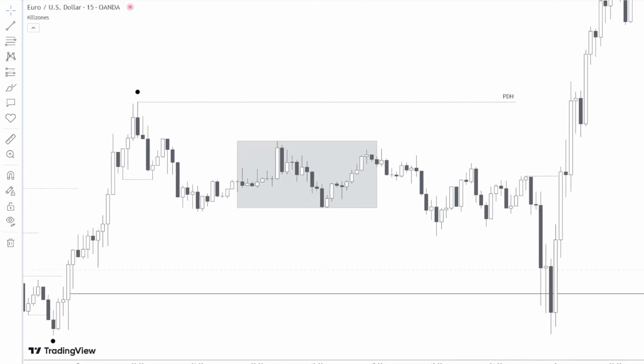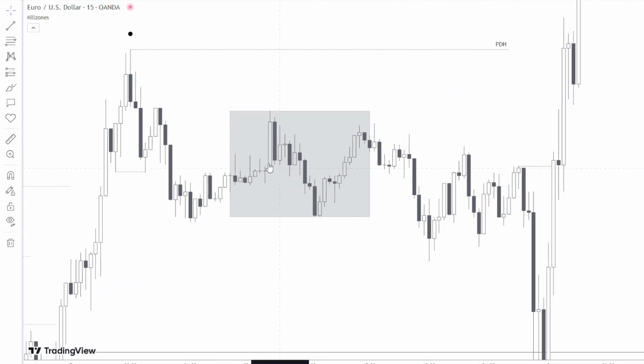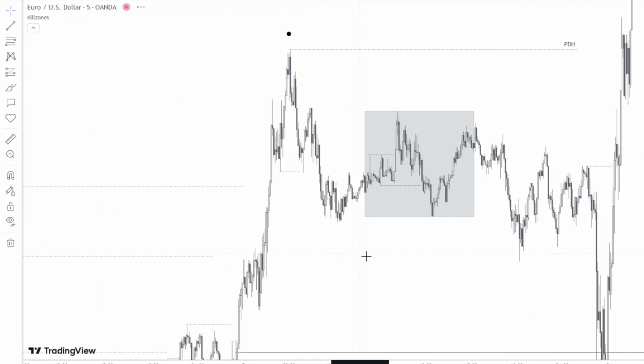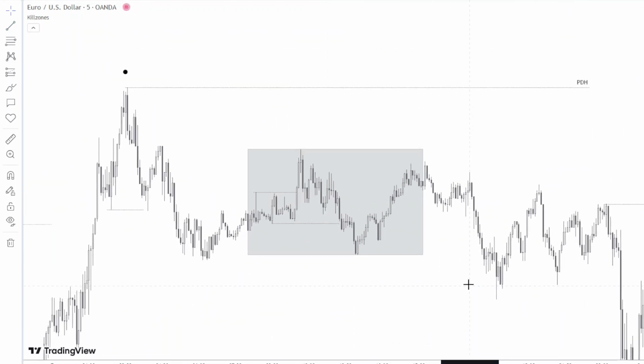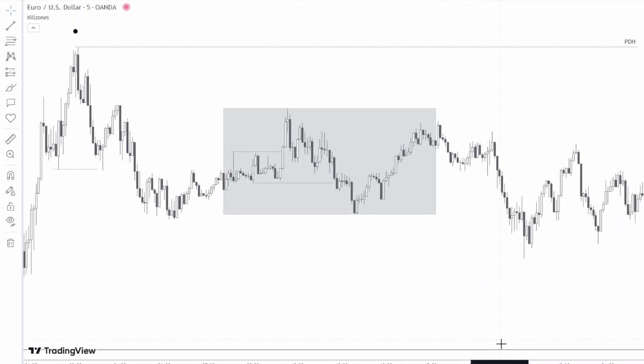The pullback has started. So if we look here, we have inside structure of the lower time frame. We have a QM here, break of structure, a run on liquidity and break of structure. That's our QM. If we go on M5, we can clearly see the M5 range. After that, price came back to mitigate this one.